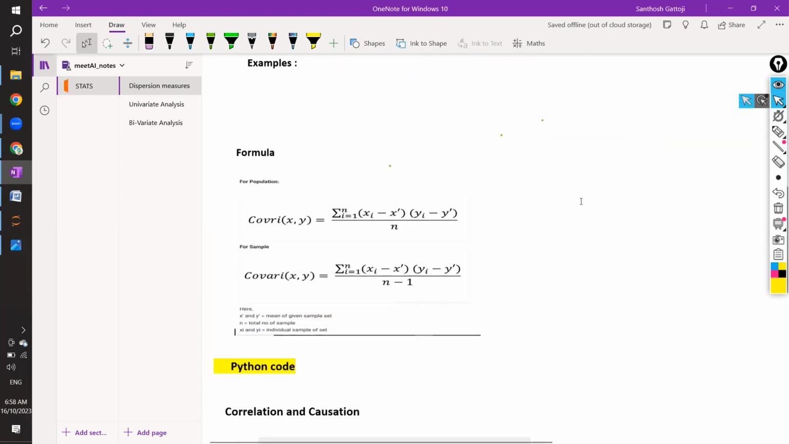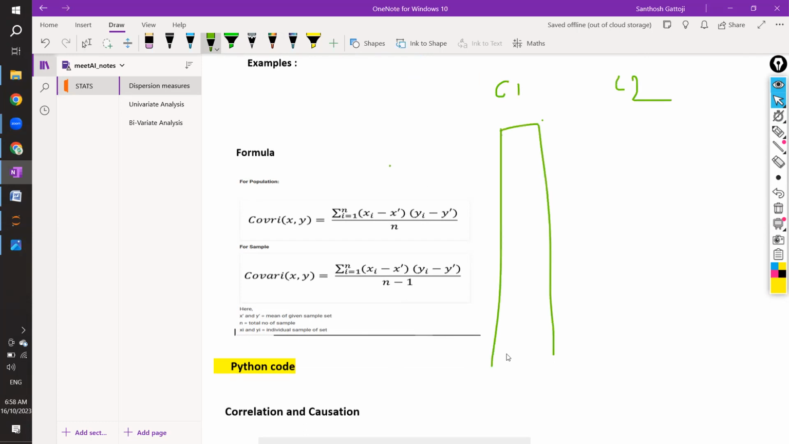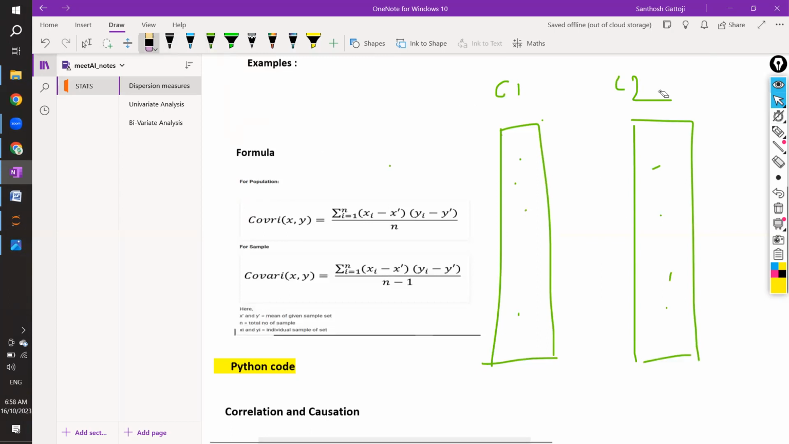Now you understood covariance. That means what? Now if you extend these concepts, you have column one, you have column two, right? You have column one with, say, 100 values in a data frame, and you will have column two. Fine. So you'll have 100 values. So you need to calculate the covariance between these two. Fine. So we got the background theory.